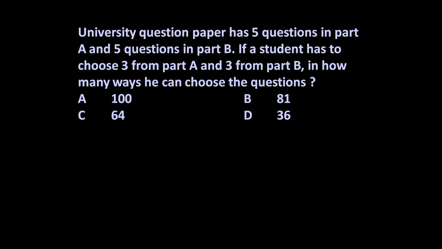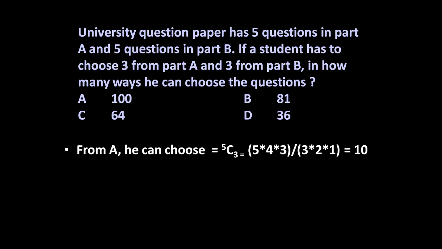So friends, the student has to choose 3 questions from section A and 3 questions from section B. In how many ways can he choose the questions? If we see part A, from A he can choose in 5C3 ways, because he has to choose 3 questions out of 5. So 5C3 means 5 into 4 into 3 divided by 3 into 2 into 1, which is equal to 10 ways. So from A, 10 different combinations are possible if he has to choose 3 questions out of 5.